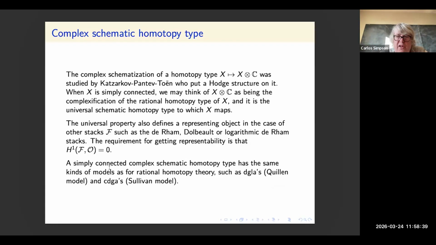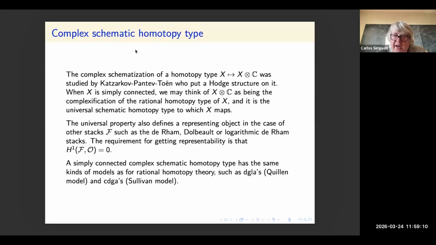This was studied by Toën and Bertrand Toën, the schematization of the homotopy type, and they put a Hodge structure on it. In the simply connected case, we can think of the schematization as just taking the rational homotopy type and tensoring with C, in a pretty basic way. In other words, the homotopy groups are just tensored with C. And that can be viewed as the universal schematic homotopy type with a map from X to that thing.